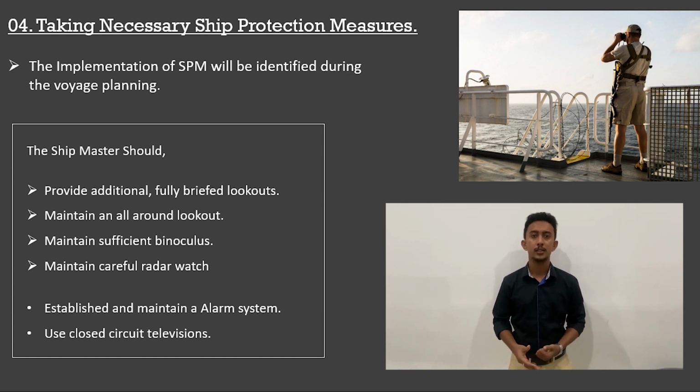So the first one is enhanced vigilance. We can do a lot of activities to enhance vigilance. Most ships should implement various measures, such as a fully briefed lookout on the ship, maintaining sufficient binoculars for the bridge team, developing technology such as CCTV cameras, and considering mounting privacy mirrors around the bridge.